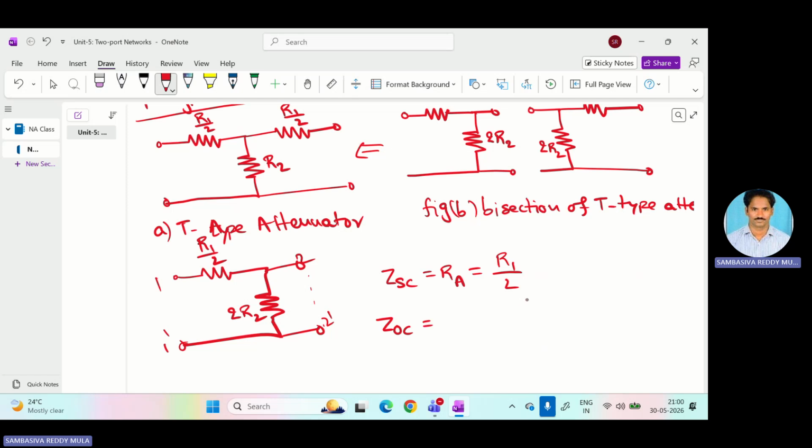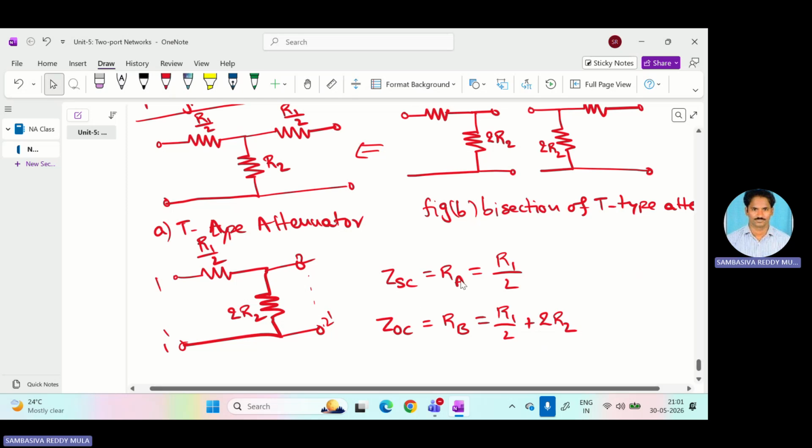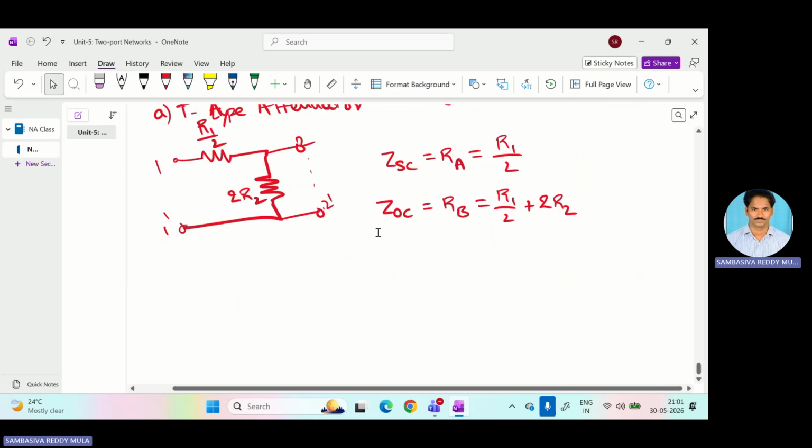And what is its diagonal arm? That is RB. RB is the open circuited input resistance of the bisected network. What is its open circuited impedance? This is R1 by 2 plus 2R2, as the terminals 2, 2 dash are open circuited. So R1 by 2 plus 2R2 is the open circuited resistance, that is RB. Now whenever we get this RA and RB, we can draw the lattice network.